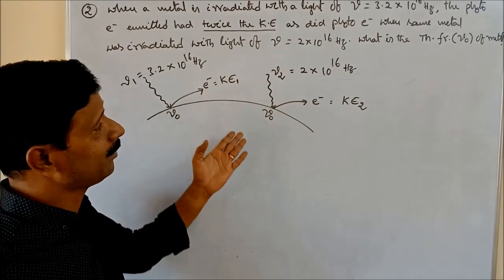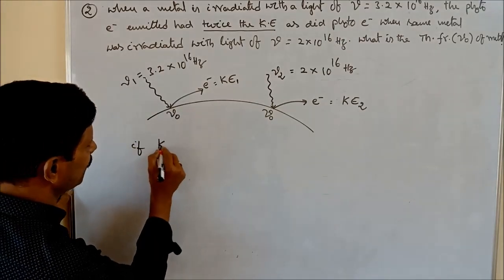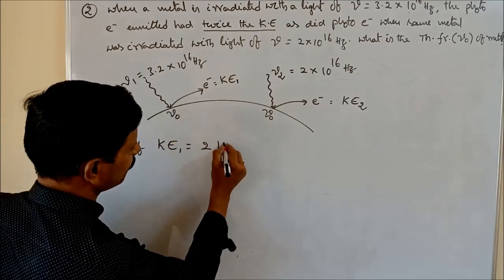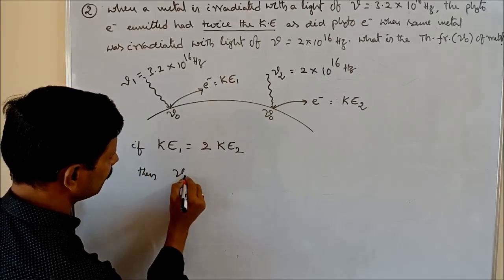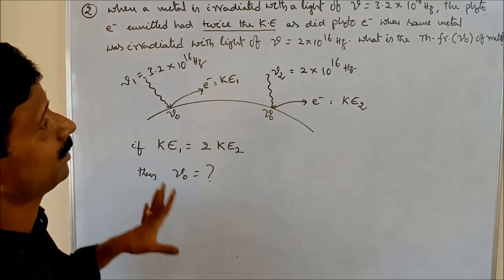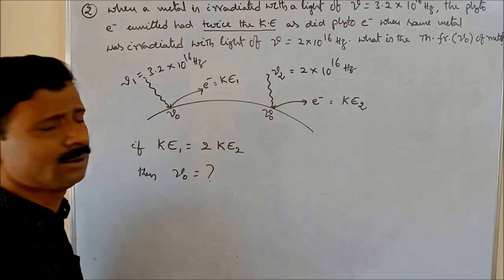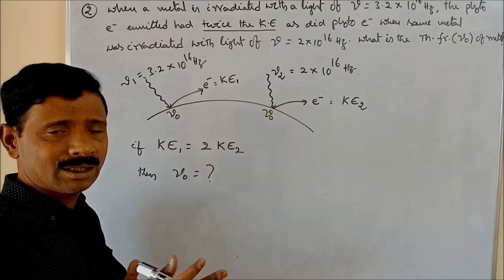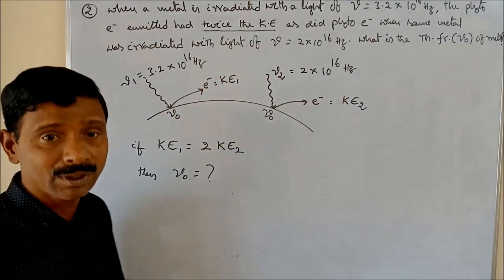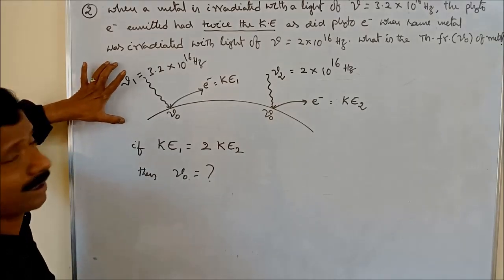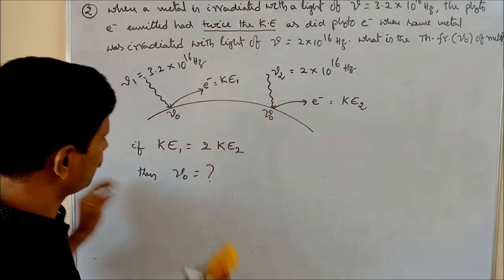So if Ke1 equals 2Ke2, then what is nu0? If Ke1 equals 2Ke2, then here we have to find out nu0. That is the way to analyze this problem. So now here we have to consider the two kinetic energies, Ke1 and Ke2. Already they mentioned the ratio, and here is the formula we have to use. Once again see the diagram, and if you understand this diagram, it's very easy to get that. Now I will give the solution.